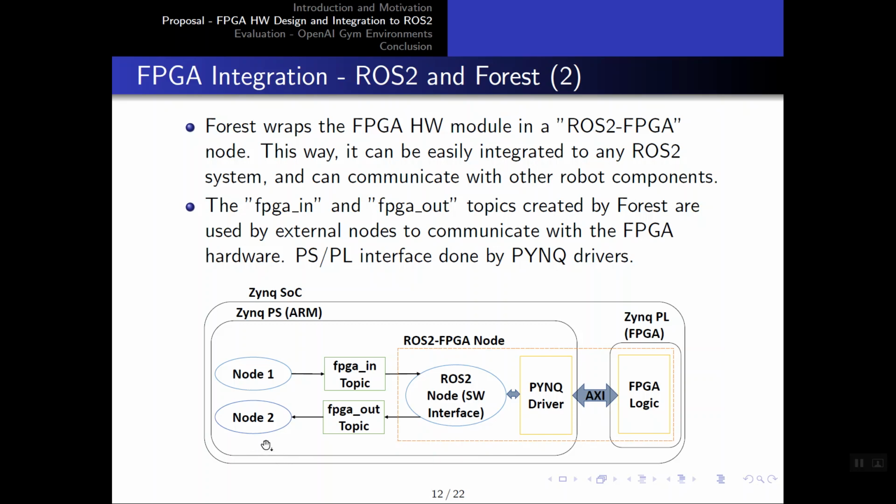This is because for the external nodes, the FPGA behaves just as any ROS2 node would. In order to send inputs to the FPGA, external nodes simply need to publish to the FPGA in topic. And to receive outputs from computations, they simply need to subscribe to the FPGA out topic. The ROS2 node interface and the PYNQ driver are automatically generated by Forest given the FPGA HLS design.